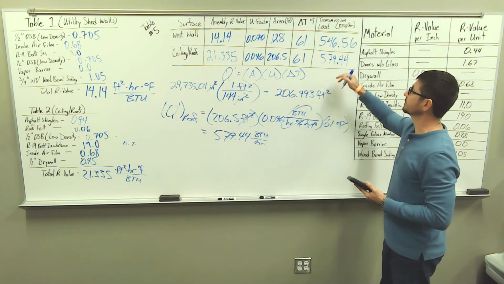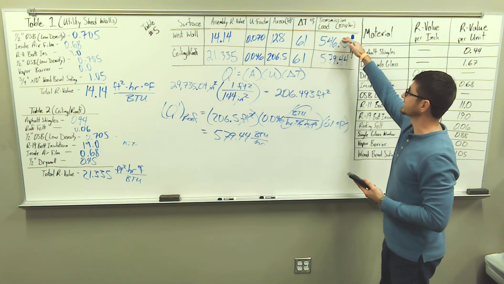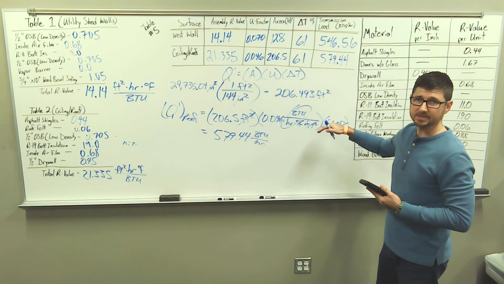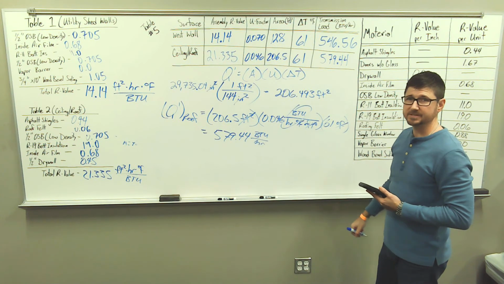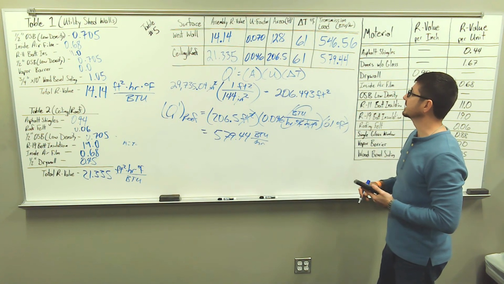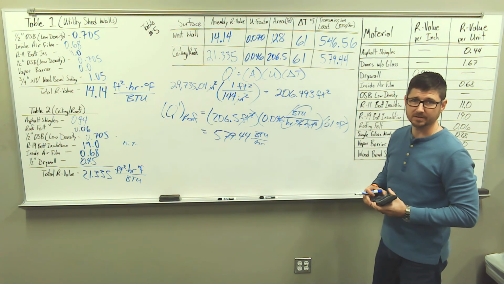On your table 5 on the assignment, you have several more surfaces to calculate. And what you're going to do at the end of the assignment is add up all of the transmission loads for each surface, and that is going to be the total transmission load.